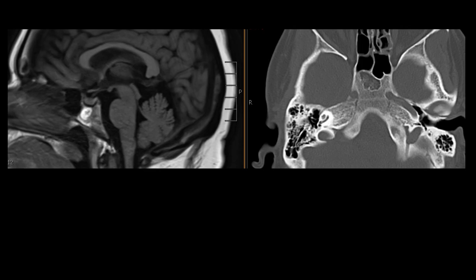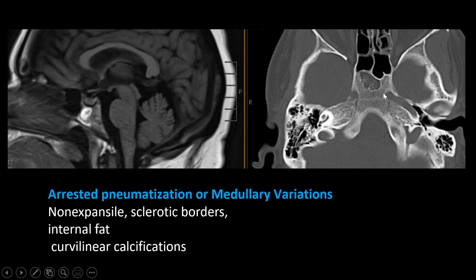Here is another example of arrested pneumatization. Note that the area consists of T1 hyperintense fat signal on this T1 weighted sequence, and on the CT, it appears well-defined, non-expansile with sclerotic borders. Again, a second example of arrested pneumatization or medullary variation within the skull base, and very common within the body of the sphenoid. It's important to recognize as no intervention is required.